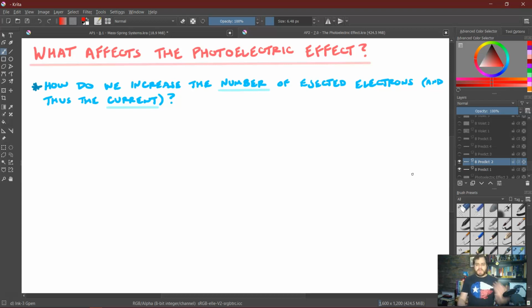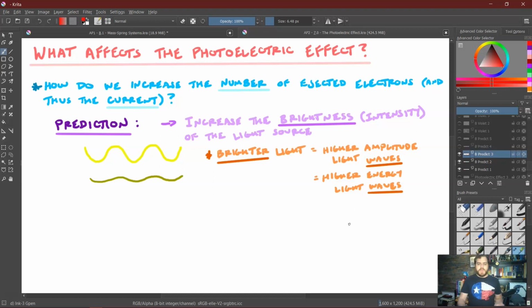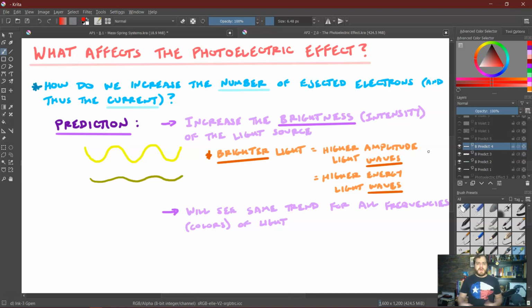Alright, so what exactly do we predict is going to happen? Well, usually what we would think is, okay, maybe if we increase the brightness of the light hitting the metal, that's going to increase the amplitude, which increases the energy. And if we increase the energy, then we're going to have more energy available to more electrons. And okay, that makes sense, then maybe we would get more electrons generated in this way. Now, if we change the color of the light, that really shouldn't do much of anything.